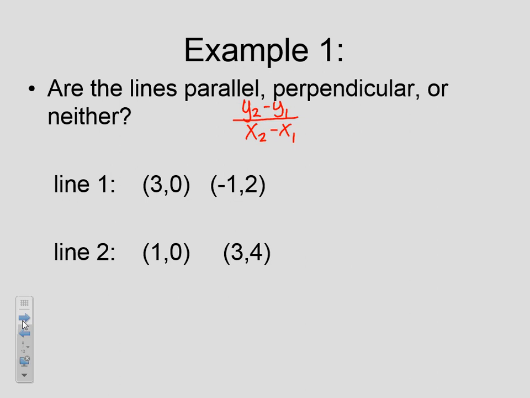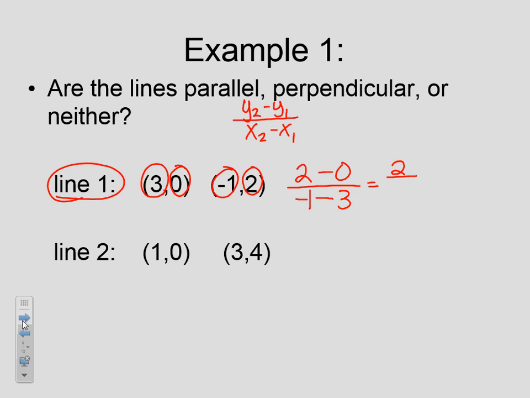If we take each line separately here, I'm just going to do line 1. If I were to calculate the slope there, that would help me figure out its relationship to line 2. So in line 1, y from the second point is 2. The formula says to subtract y from the first point. That's a 0. X from the second point is a -1. Subtract x from the first point, that's a 3. So if I calculate this, 2 subtract 0 is 2. -1 minus 3 makes -4. 2 divided by -4 simplifies to make -1/2. So the slope of line 1 is -1/2.